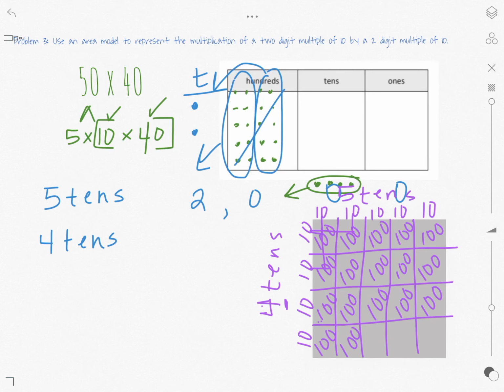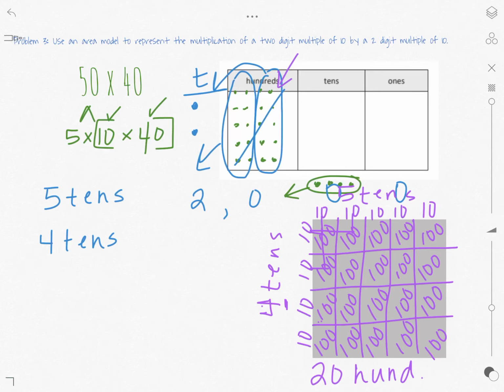Now, the next thing I've got to do is I've got to count up my hundreds. How many hundreds is that? Well, I've got 500 at the top row, plus another 500, plus another 500, plus another 500. I end up with 20 hundreds. And if I'm not sure what 20 hundreds are, well, I had 20 hundreds up here in my chart, remember? And then I had to bundle.